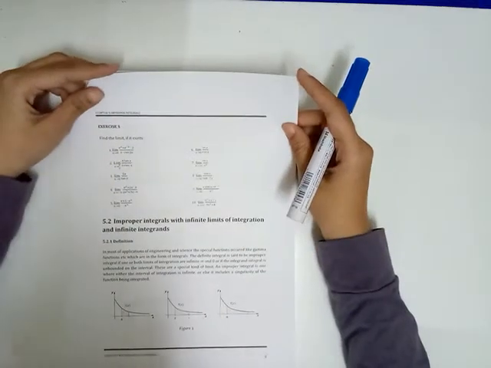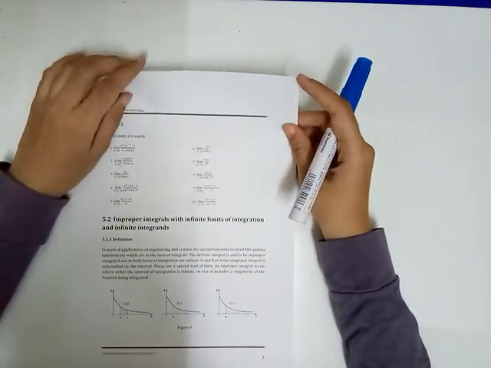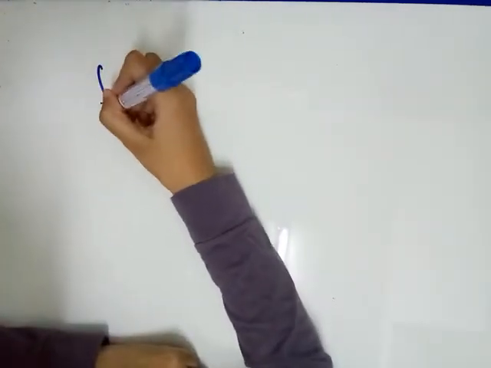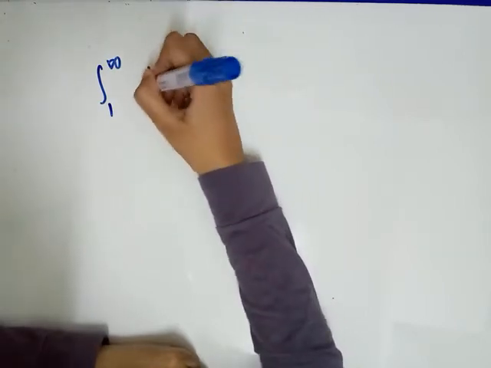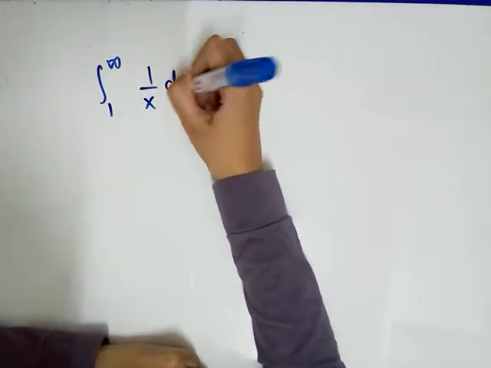Right class, next topic is about improper integrals. Okay, so let's say we have the integral from 1 to infinity of 1 over x dx.